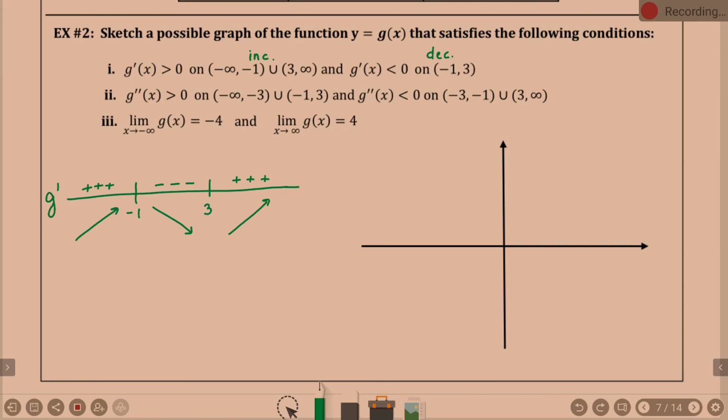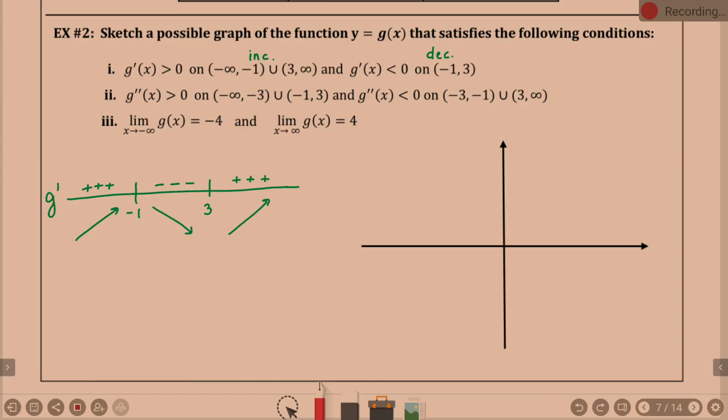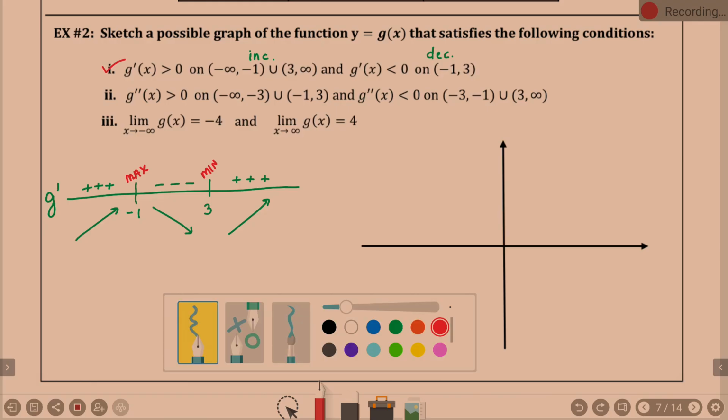Now, with that information in mind, what's going to be happening at -1? As you change from increasing to decreasing, can you picture a max here? What's going to be happening at 3? A minimum, as you change from decreasing to increasing. And I will say, part of the reason I draw the arrows like that is because I can see a max, I can see a min. Okay, that's condition 1.